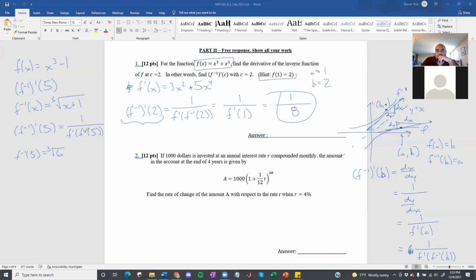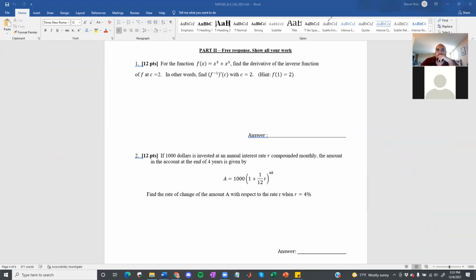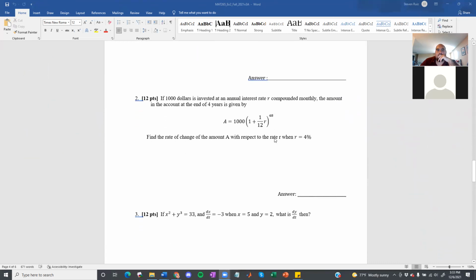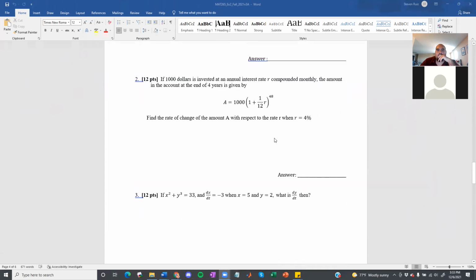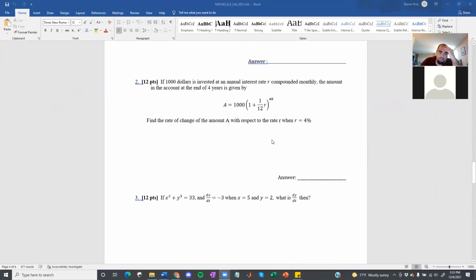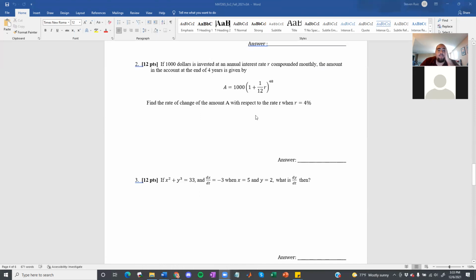Moving on to number 2: $1,000 at an annual interest rate, compounded. The amount and years are given. So I thought this was just a plug-in, but no, not quite. There was more to it than that, because I was trying to do different things. So let's talk about this. What is this function A? What does this function describe?